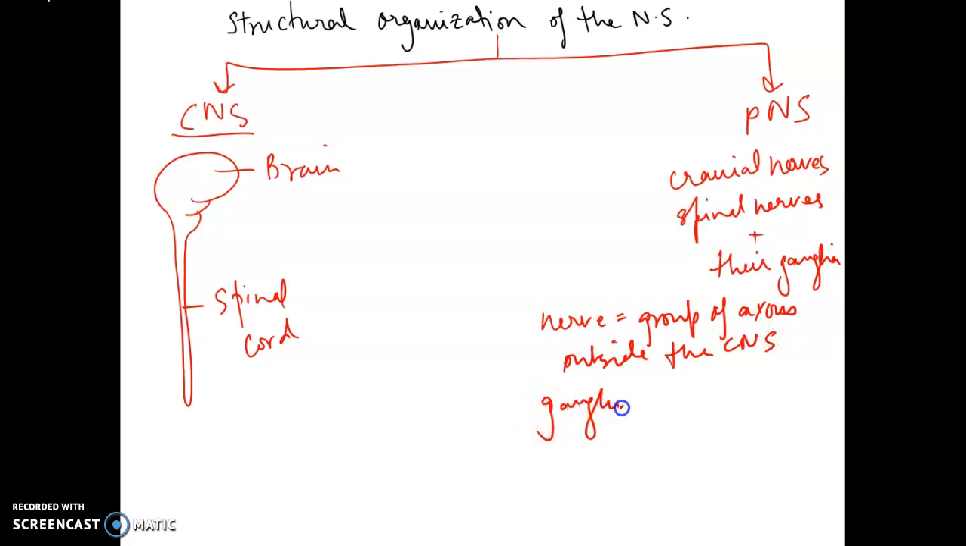Ganglion refers to a group of cell bodies outside the central nervous system. Cell bodies outside the central nervous system.